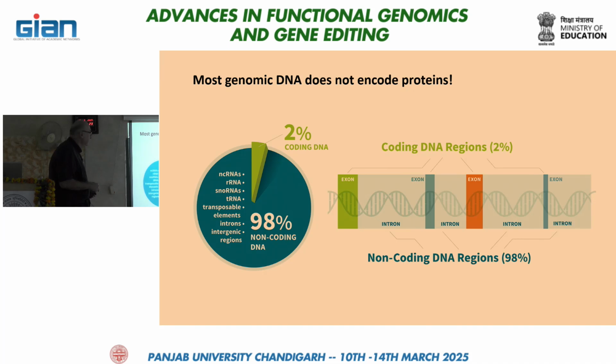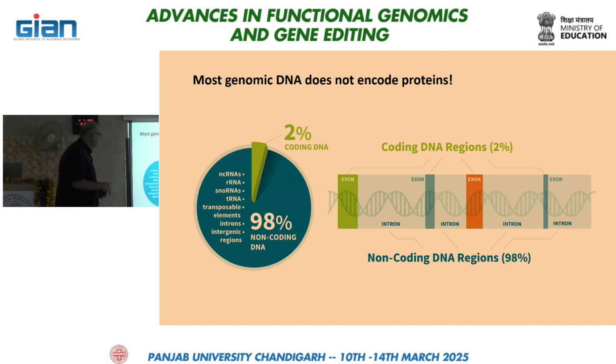2% of the human genome is coding DNA, and 98% is non-coding DNA. This non-coding DNA is just the fragments between genes, but you should remember that the genes are split into exonic sequences, which are coding sequences, and intronic sequences, which are not coding sequences. So this 98% also includes the intronic sequences.